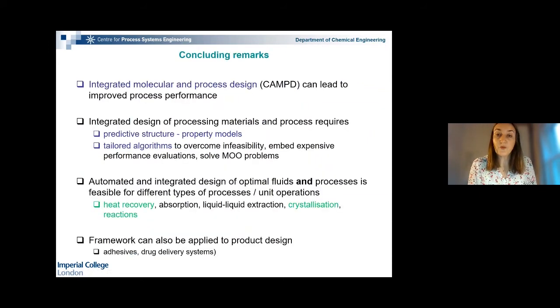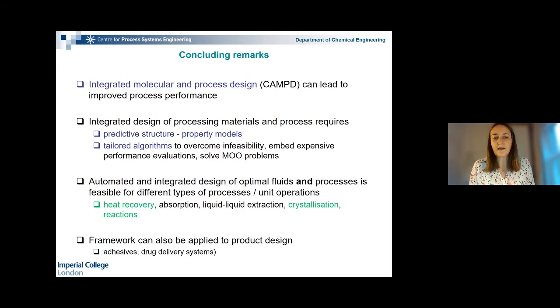So I've shown you quite a few examples of integrated molecular and process design, and hopefully I've convinced you that that can lead to improved process performance, and that it is quite important to take into account the interplay between process variables and molecular variables, molecular structure. This is only possible if we have the right predictive structure property models and ways to embed those, even if they're quite expensive, like quantum mechanical calculations.